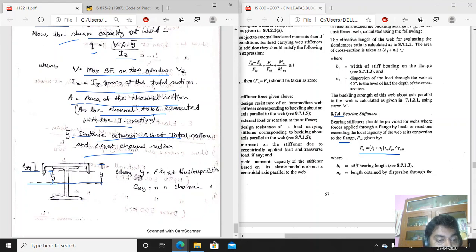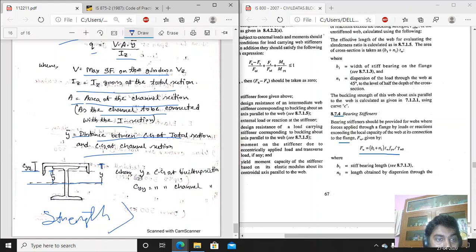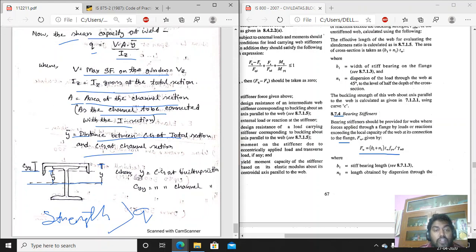From here the strength of the weld is determined. The strength of the weld should be greater than that value, the Q value. So the strength of the weld has to be determined, and it should be greater than the Q value. After that the weld connection will be designed.